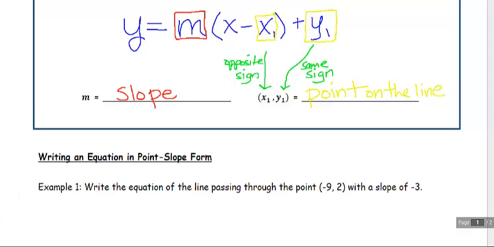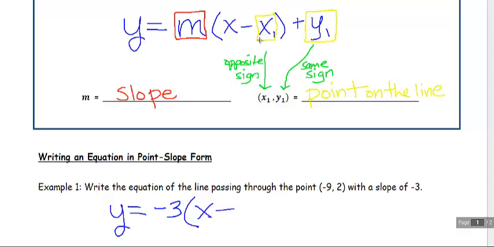There we go. So let's write this out. Like I said before, the boxes are going to get replaced with numbers. So everything else is going to stay the same. So I need to put a slope in here. Well, the slope it says is -3. Perfect.